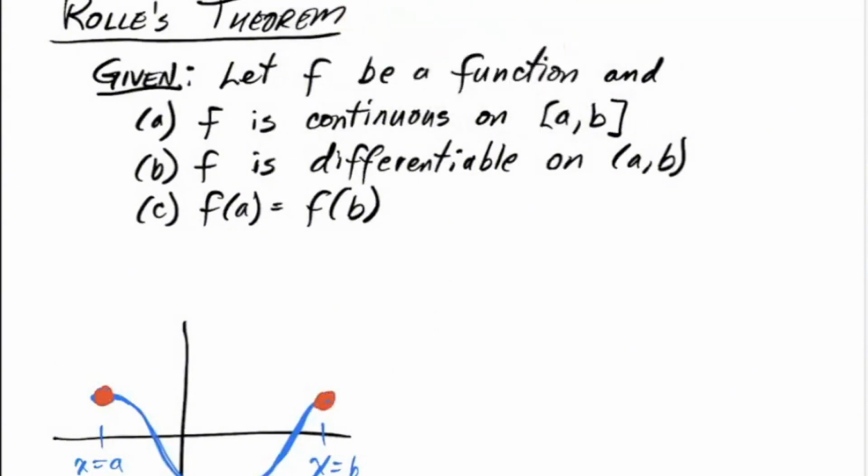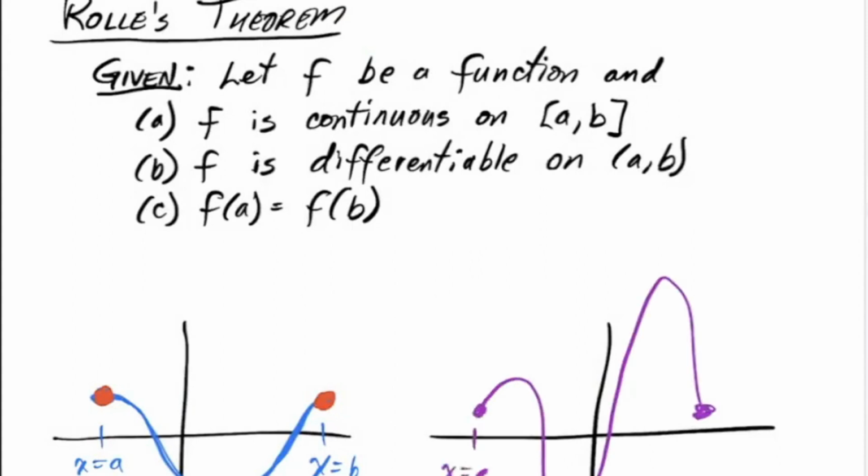All right. Here's another possible example of a function that would work. Let's suppose I have a function that looks like this. There's my x equals a, there's my x equals b. The graph of my function is continuous there. I was able to draw that without lifting it up, so the function is continuous from a to b. It's also differentiable, no corners or cusps, and again, there's f of a, and there's f of b. Those have the same y value, so it works.